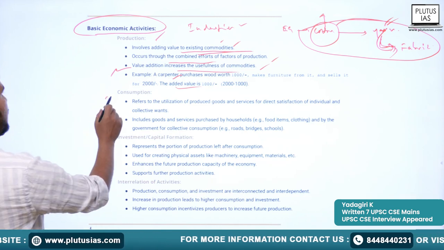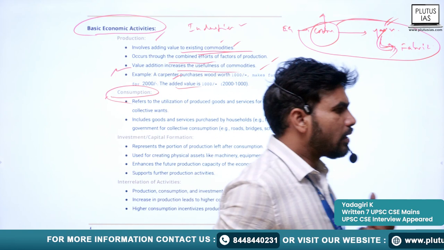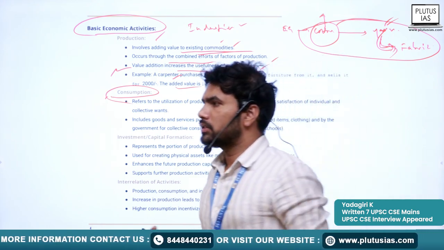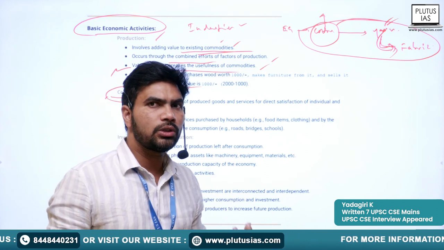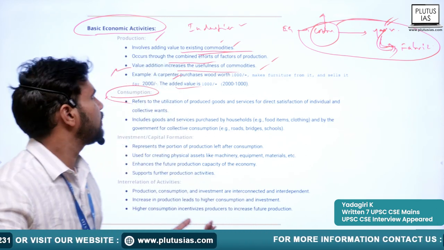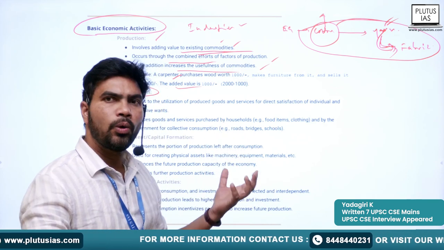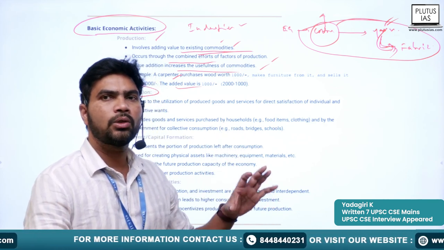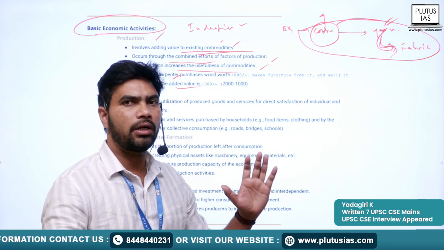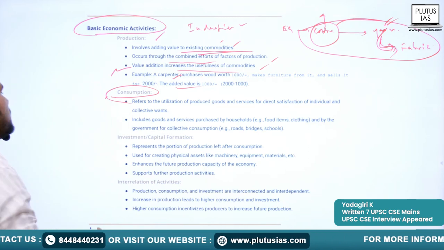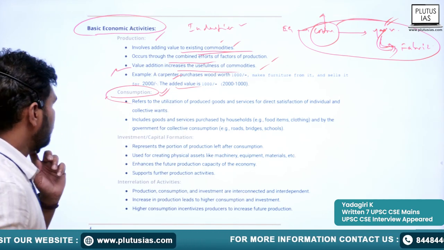Next important activity is consumption. So whenever there is production, there shall be consumption of the produced goods and services also. Otherwise, all those things will go waste and there will be no demand for production. So in this way, total economic activity will be halted. Because of that, consumption is also a very, very important component in the economy.